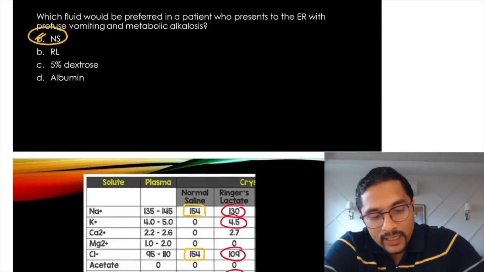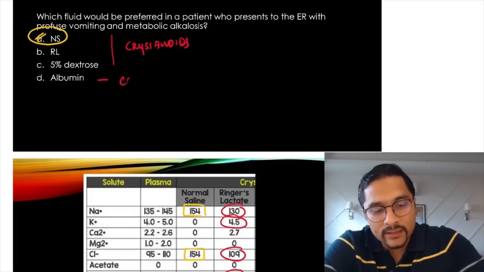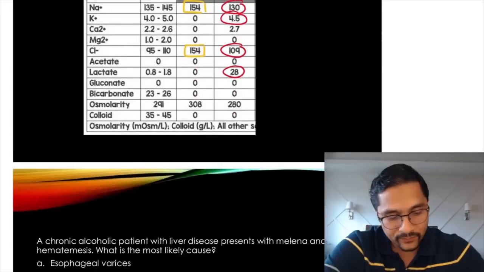Now normal saline, Ringer lactate and dextrose are crystalloids. These are examples of crystalloids. Whereas albumin is a colloid. Okay.